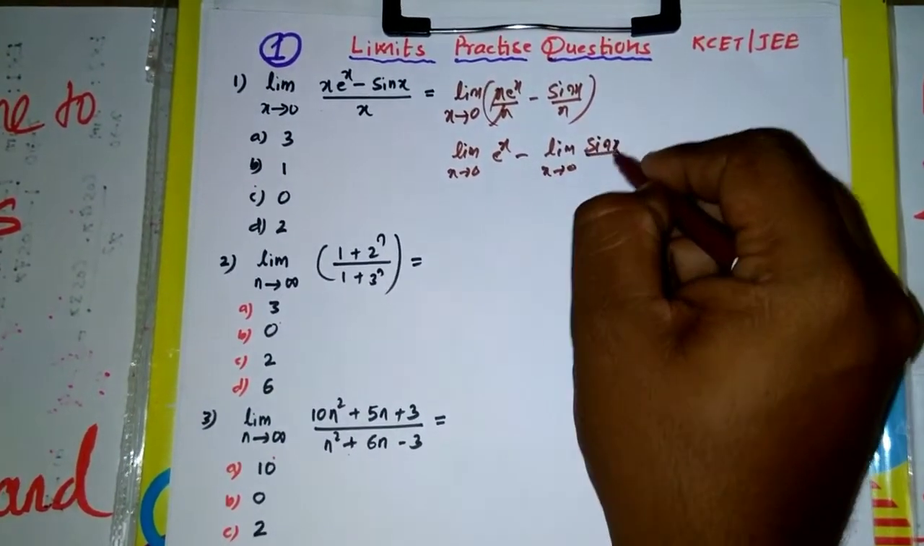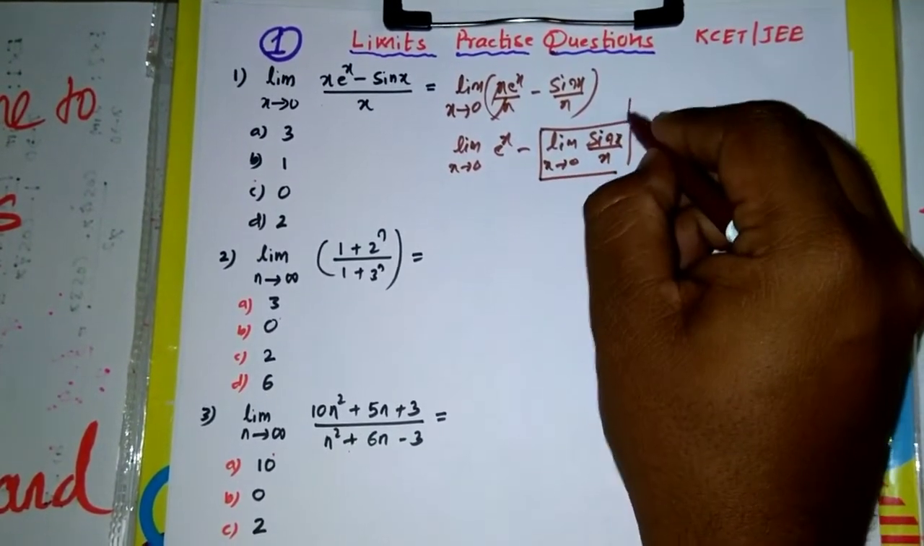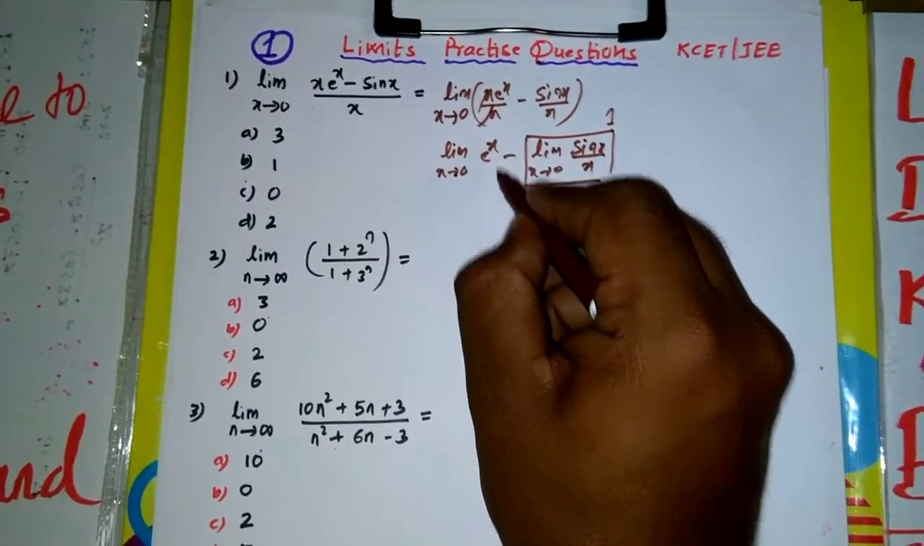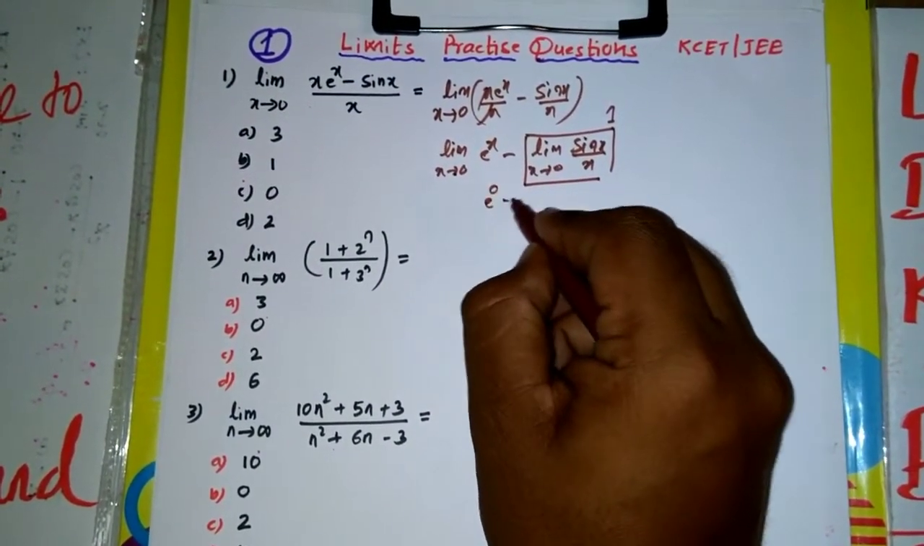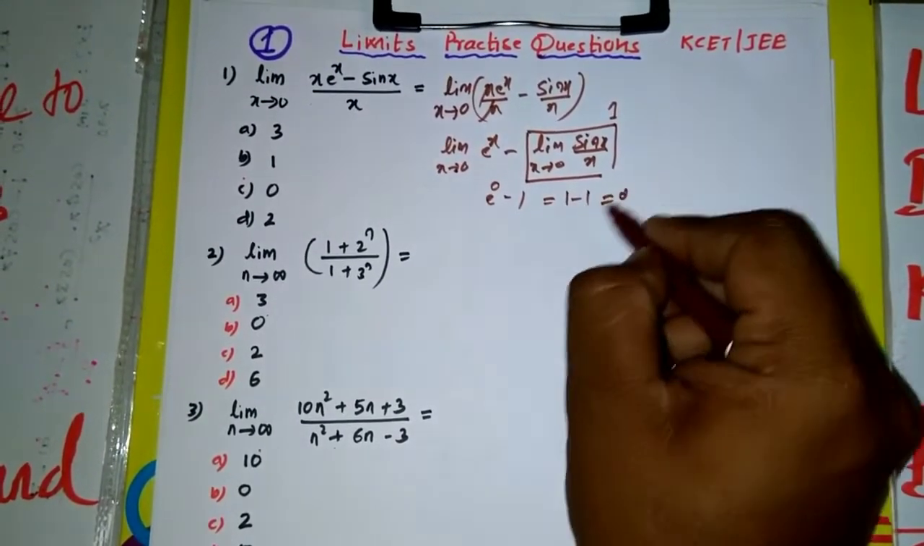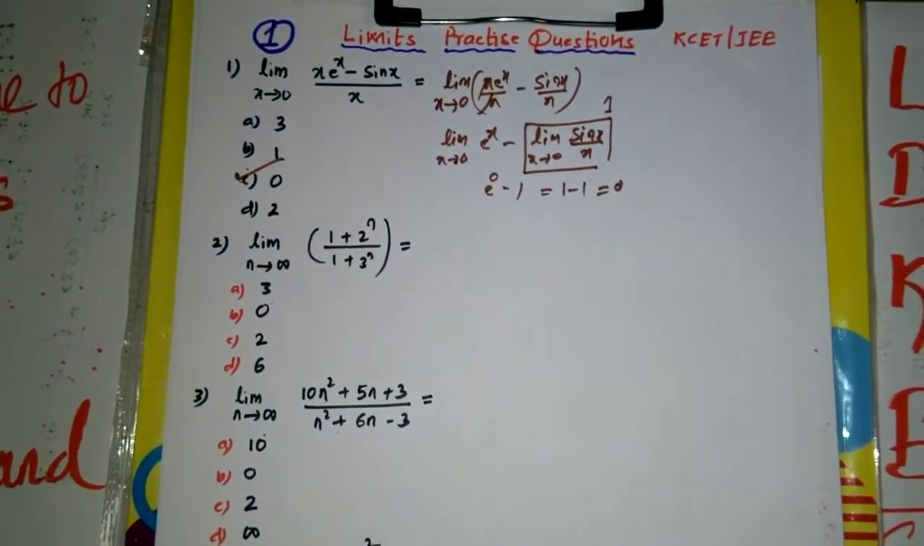Okay. This regular formula, limit x tends to 0 sin x by x, is nothing but what here? 1. Here you apply limit directly. So in place of x you apply 0 here, e raised to 0 minus 1. e raised to 0 is nothing but what here? 1. 1 minus 1 equal to what here? 0. Hence option number C is correct here. Now listen to the question number 2 here.